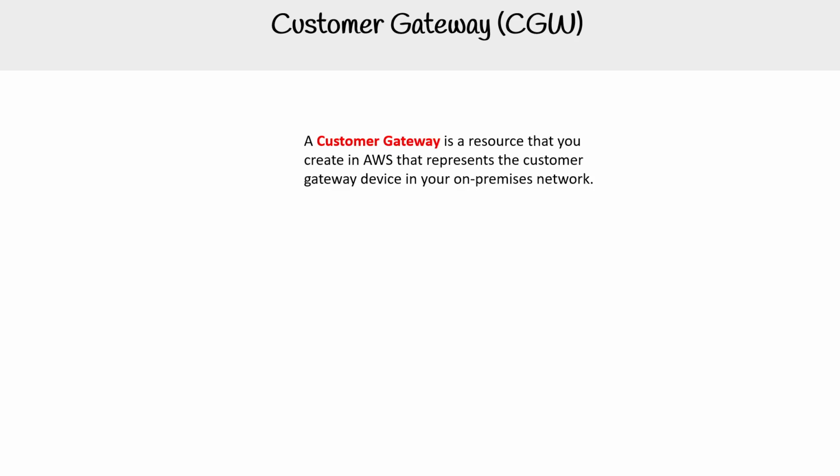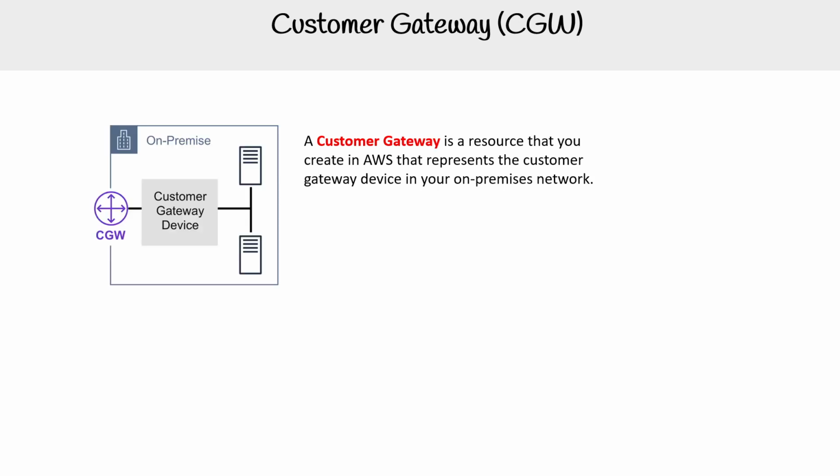A customer gateway is a resource that you create in AWS that represents the customer gateway device in your on-premise network. So imagine you have your on-premise network. There is your customer gateway, and then we have a gray box to represent the customer gateway device, which is going to the actual physical machines you want to connect to your network.